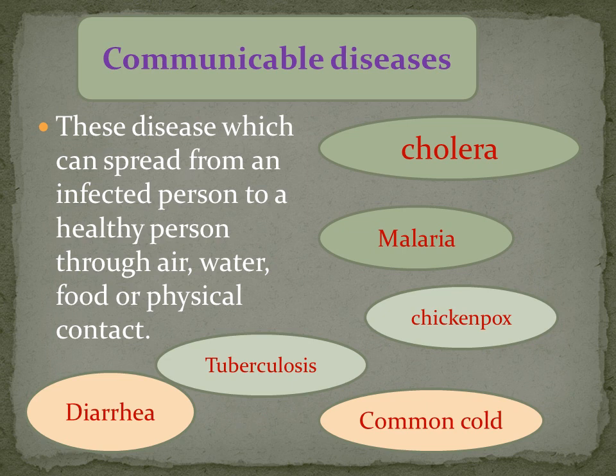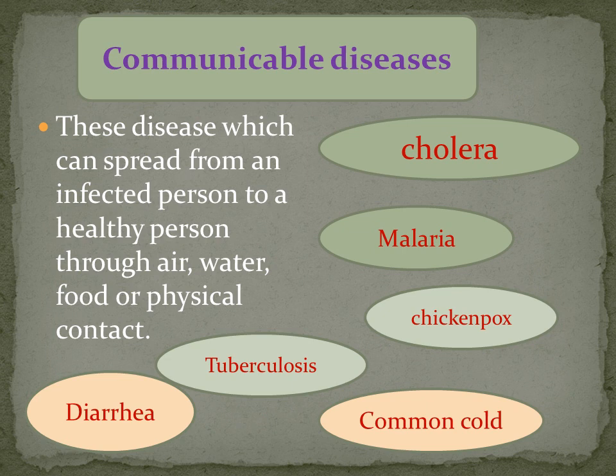First is cholera. Cholera is caused by the intake of infected food or water. Next, malaria. Malaria is caused by a carrier, which is a mosquito, which you will see in this video. Next is chicken pox. Common cold. Common cold is also transmitted from one infected person through air, infected food and water, or direct physical contact. Next is tuberculosis. And the last one is diarrhea. Diarrhea is also caused by infected food and water.